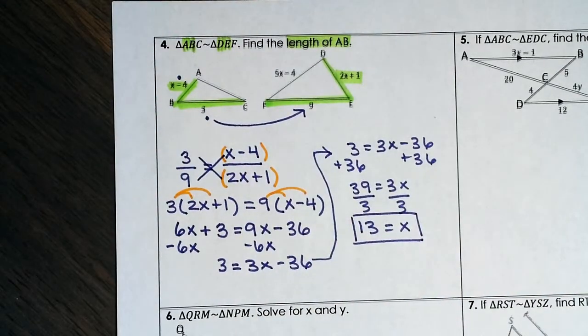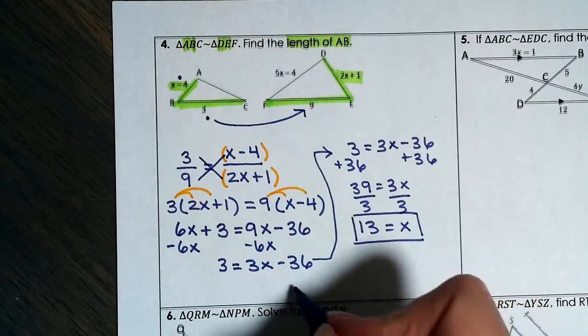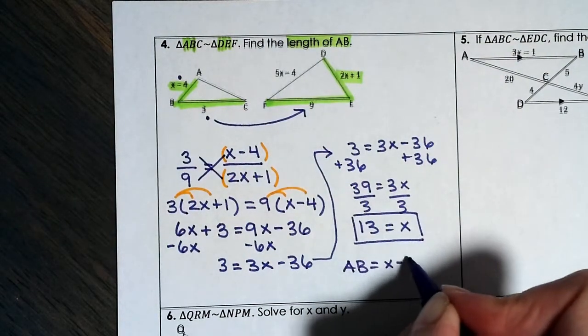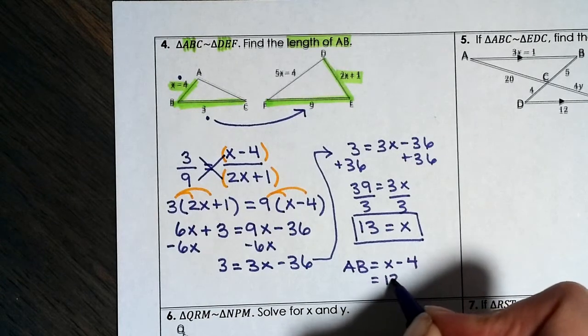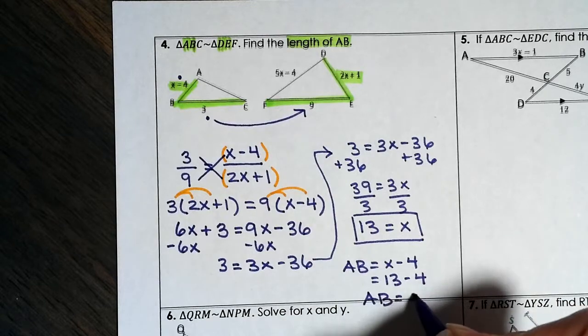Let's not forget what this question asked us to do. It asked us to find the length of AB. Well, I know that AB is equal to x minus 4. So AB is going to be equal to 13 minus 4. So AB will be equal to 9.